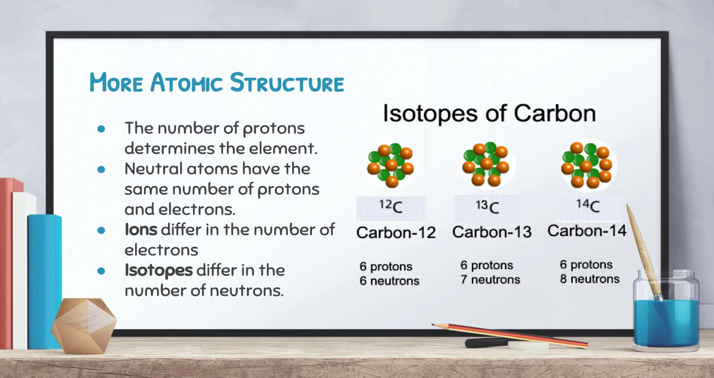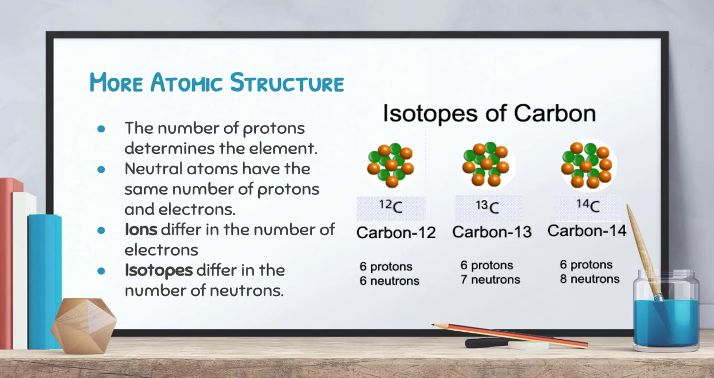So if I have 6 protons, I would be a carbon atom. If I take a look at a periodic table, you'll notice that carbon is the number 6 on that periodic table. The number corresponds to the number of protons that that element has. So for example, carbon has 6 protons, nitrogen has 7 protons, oxygen has 8, fluorine has 9, and so on.